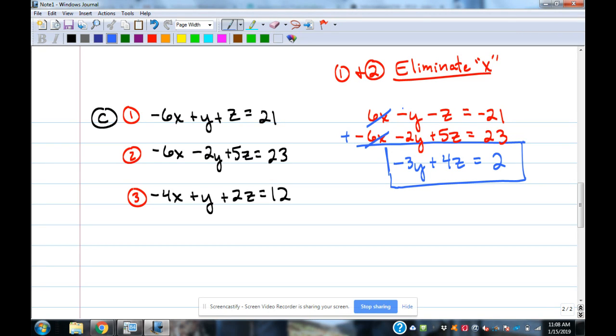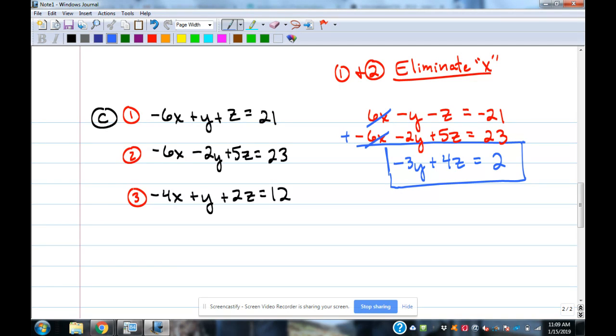Notice that we've still got two variables in there, so we can't just solve this and get an answer. We've got to do something else. What we've got to do with three variable systems is pick another pair and eliminate the same variable. Okay, so we can't use 1 and 2 together again, but I can use 1 and 3 or 2 and 3 to get rid of x. I still got to eliminate x because I need another equation that has these same variables in it. Okay, so which pair do you want to use? 1 and 3 or 2 and 3?